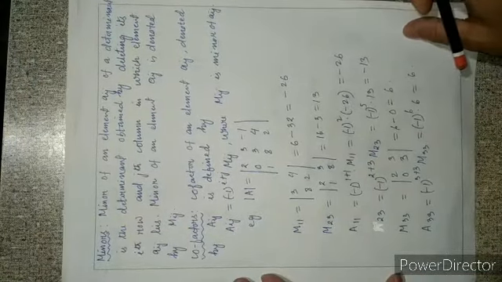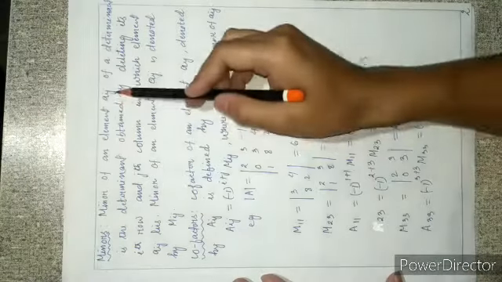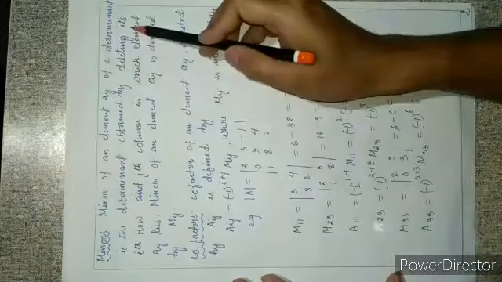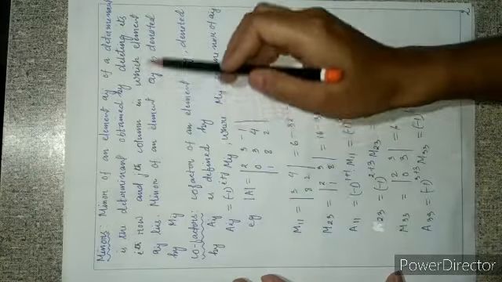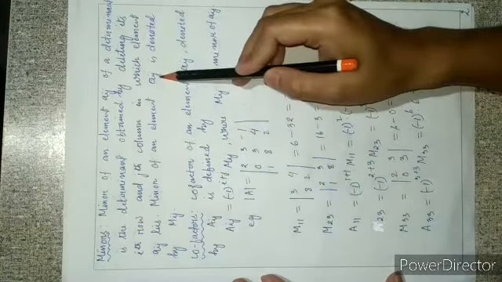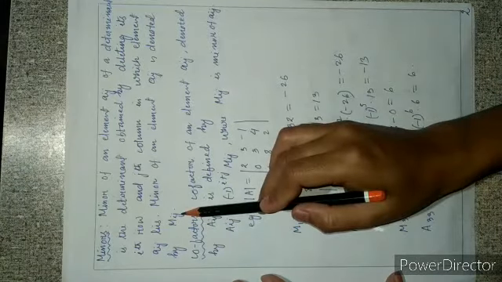First, let us define minors. The minor of an element Aij of a determinant is the determinant obtained by deleting its ith row and the jth column in which the element Aij lies. The minor of the element Aij is denoted by capital Mij.